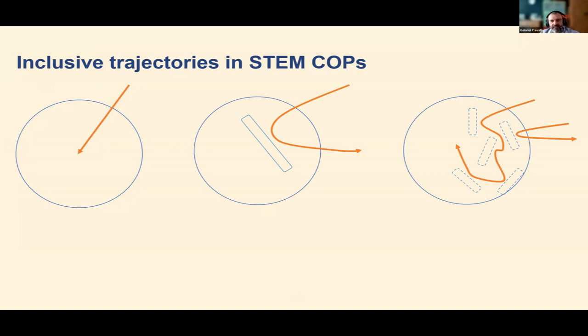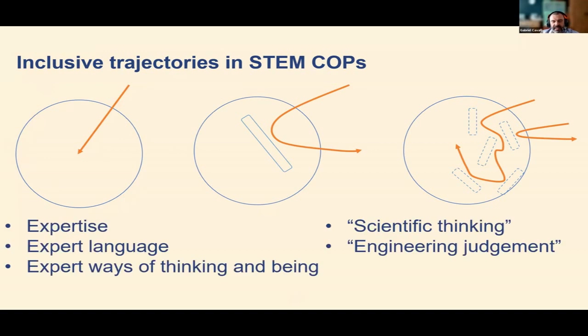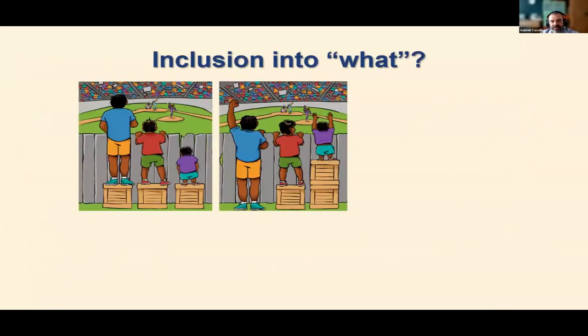And what we don't reflect enough in STEM is that expertise, expert language, and ways of thinking and being in the subject, what we call scientific thinking and engineering judgment, are opaque for learners and become hidden barriers that need unpacking. The other thing that we do in this group is we ask ourselves: inclusion into what precisely?